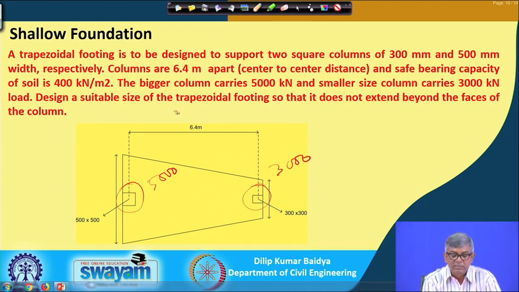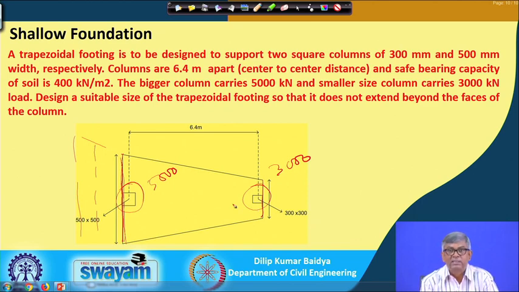Design a suitable size of the trapezoidal footing so that it does not extend beyond the face of the column. That means you can see this is the column, my trapezoidal footing could have gone up to this or up to this somewhere, but this restriction is given: the edge of the footing should coincide with the outer face of the column. So, this is the restriction. Similarly, this is the restriction.